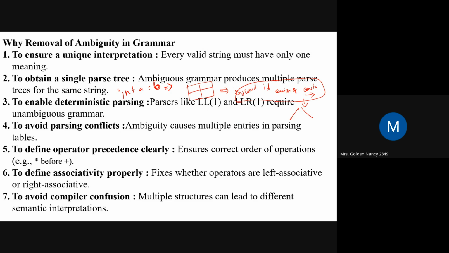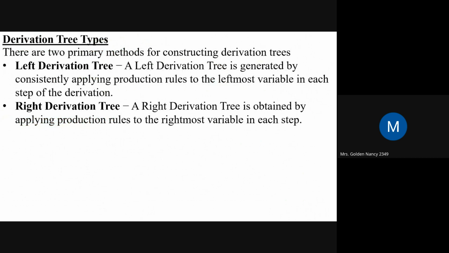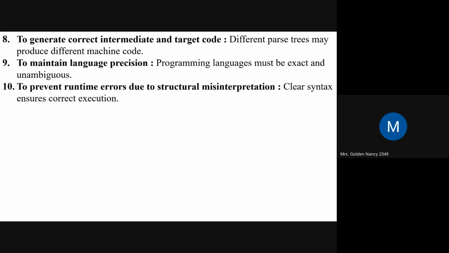Okay, to ensure unique interpretation, to obtain a single parse tree, to enable deterministic parsing, like LL1 parsing and LR parsing, which require non-ambiguous grammar. The LL1 parser that we are going to use in our grammar checking, or error checking, needs only non-ambiguous grammars. So because of that, we need to remove the ambiguity. Okay, so we know what a derivation tree is, what the types of derivation trees are, then we know what ambiguous grammar is, and I'm saying I don't want any ambiguous grammar in my grammar. Fine.